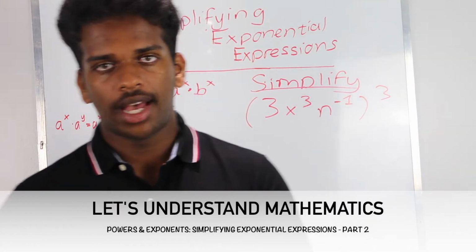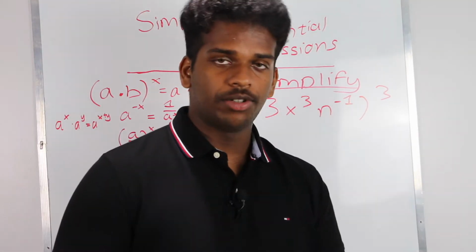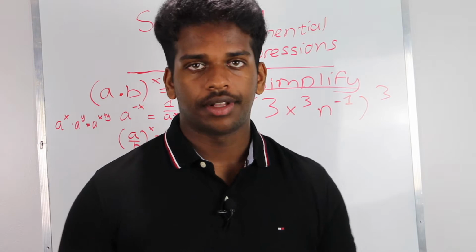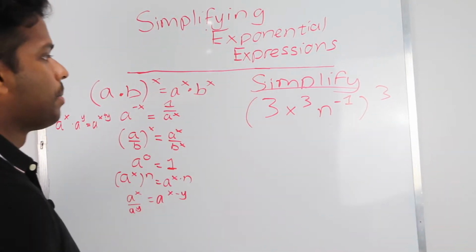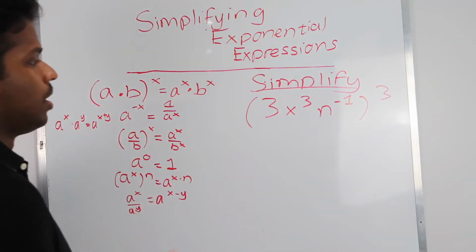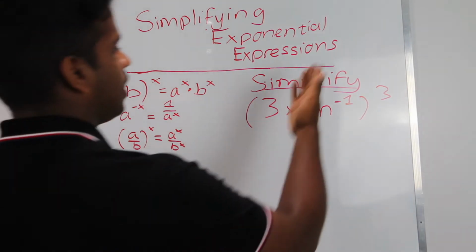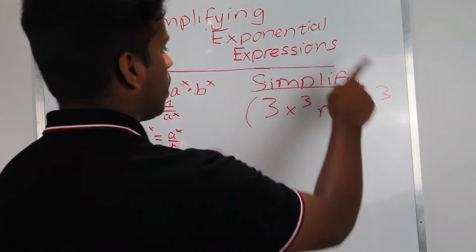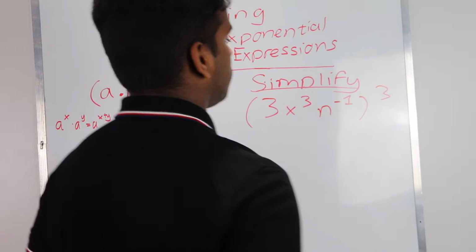Let's understand mathematics. Let's get to part 2 of simplifying exponential expressions. So we have another example here, so let's get to it. We have 3x cubed n to the power of -1, all of that raised to the power of 3.